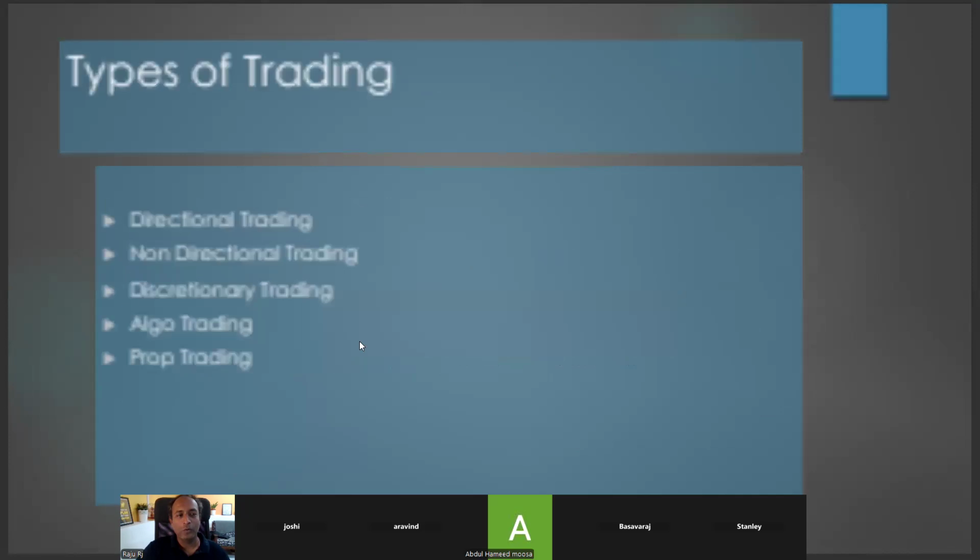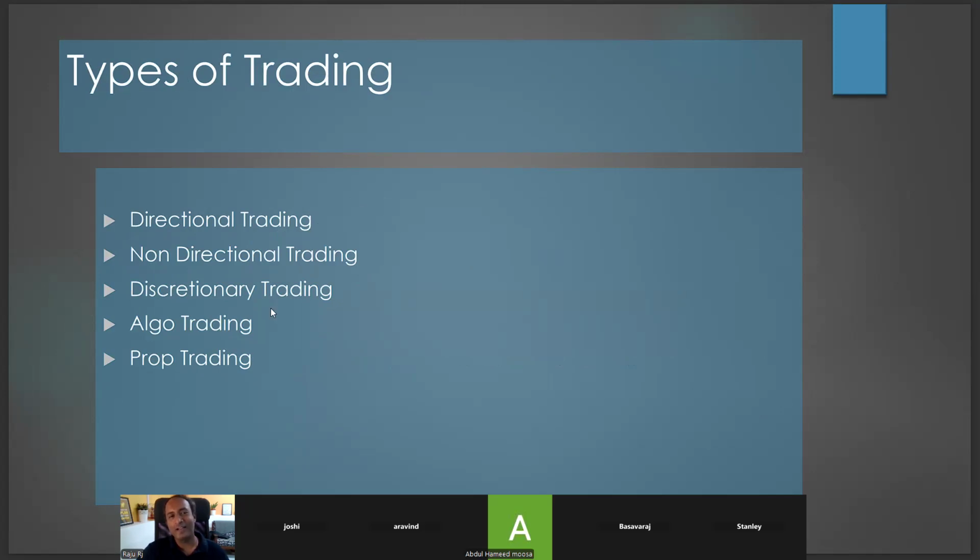To understand the different types of trading: directional trading, non-directional trading, discretionary trading. Discretionary trading is about instant decisions that you take. You have to sit in front of the market. Algorithm trading is rules-based trading. Prop trading is one more, where once you become a professional, you can opt for prop trading. Proprietary firms will offer you a certain amount and you can trade on their behalf, and you can have a percentage cut out of that. These are all the types of trading.